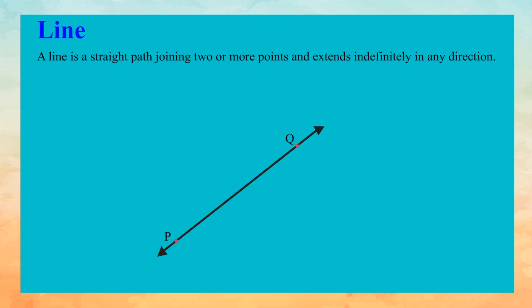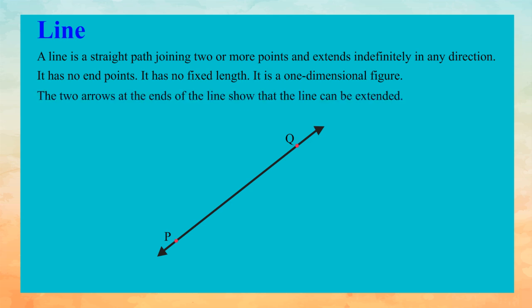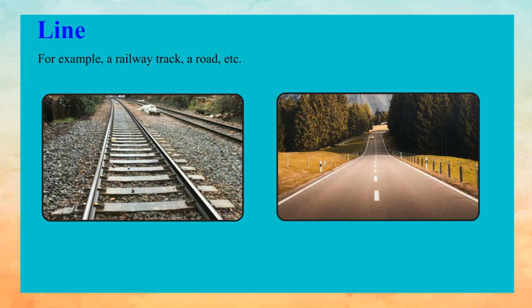Line. A line is a straight path joining two or more points and extends indefinitely in any direction. It has no end points. It has no fixed length. It is a one-dimensional figure. The two arrows at the ends of the line show that the line can be extended. For example, a railway track, a road, etc.